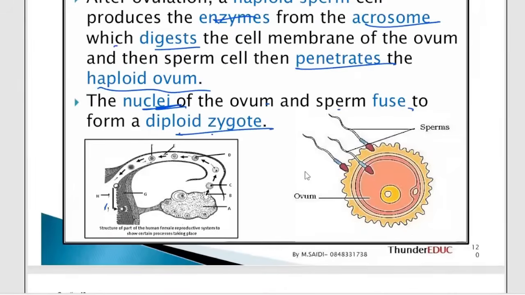So if they ask you to label this, you must be able to know how to label it. These are sperms moving towards the ovum. You see them, and then fertilization is taking place. Fertilization took place, I think you see it has taken place here. Yes, so the sperms are moving like this.